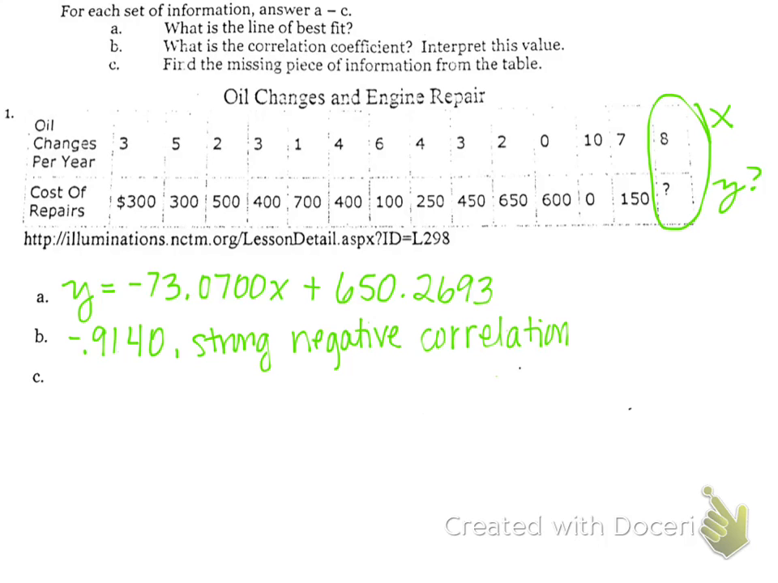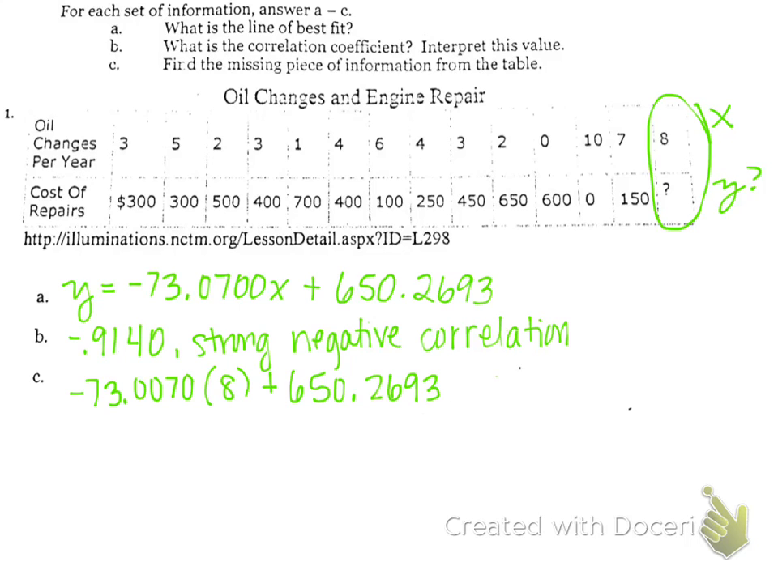Okay. And the last thing it says is find the missing piece of information from the table. So like I said, we didn't put in that 8. That's our x value. So we're going to use our line of best fit, this guy right here, and we're going to plug in 8 for our x value, and we're going to see what we get out for y. So negative 73.0070 times 8 plus 650.2693. So let's put that in your calculator.